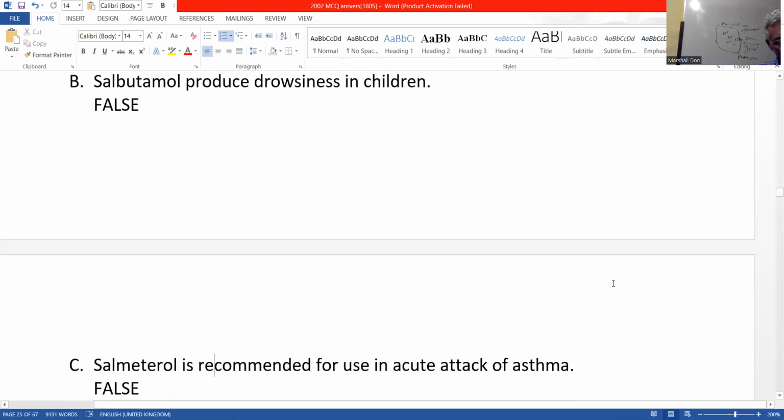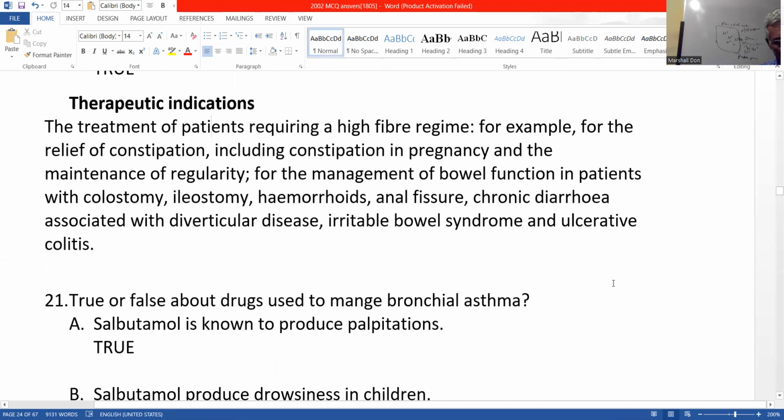Question number 21. True or false about drugs used to manage bronchial asthma? Salbutamol is known to produce palpitation. That is true.